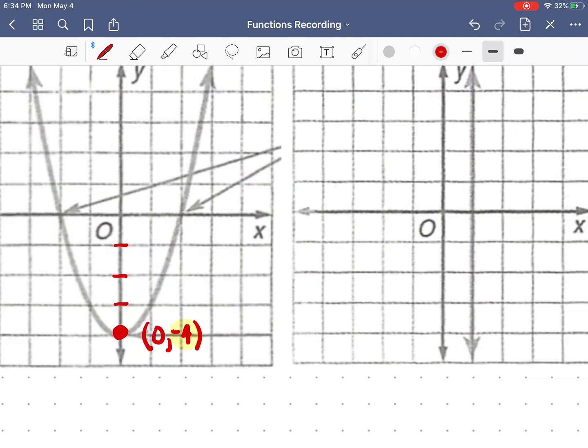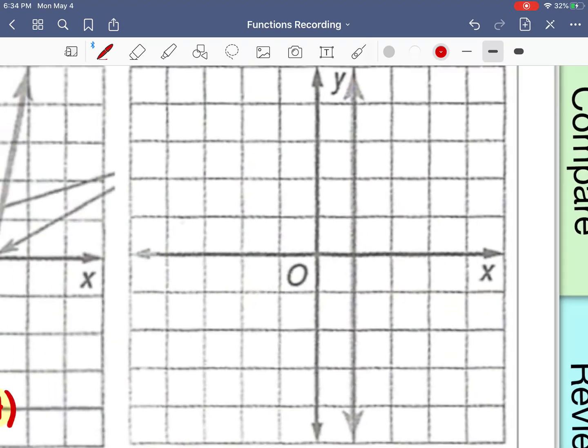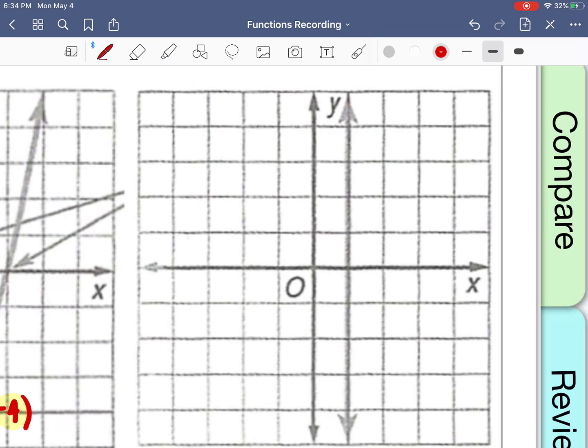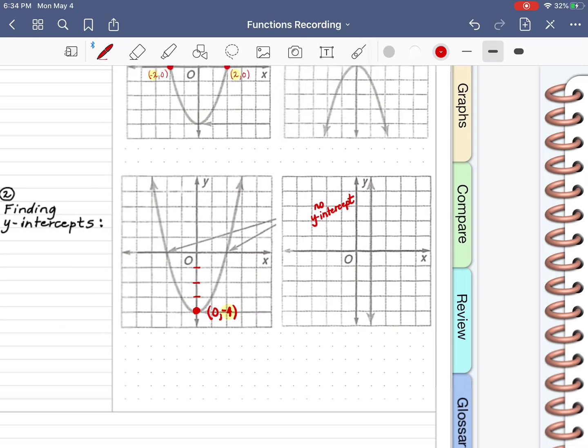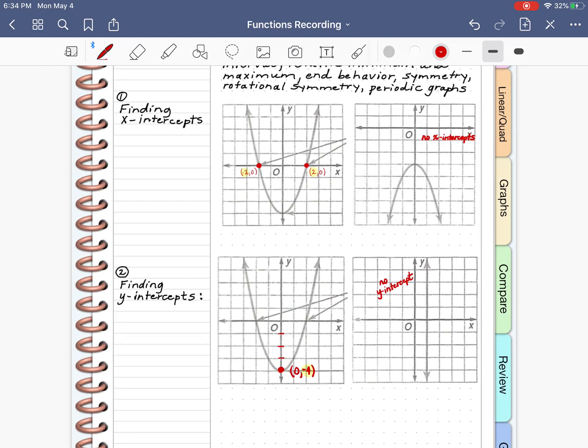So we would say that this intercept is at -4. And then on this one, where does it touch the y-axis? It doesn't. It doesn't touch the y-axis at all. So we would say that there is no y-intercept. Okay, and that's all we had to do. If you can see the graph, you can find those much more easily.